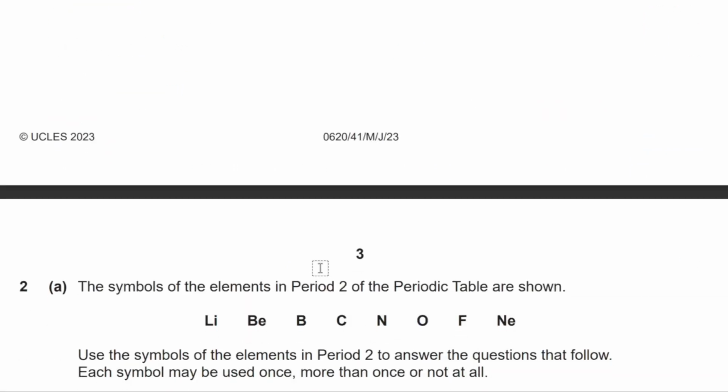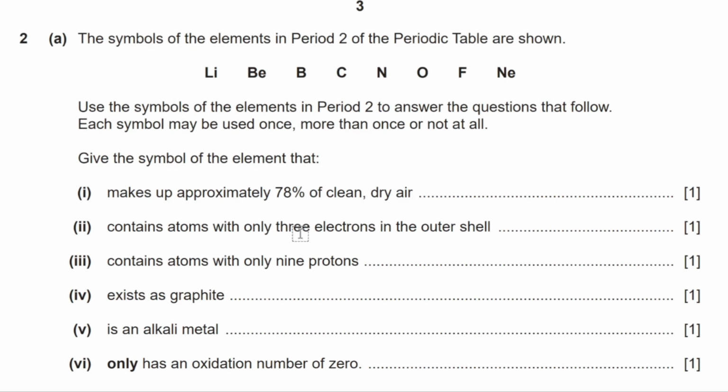Moving forward to question number 2, we have the symbols of the elements in period 2 of the periodic table are shown. Use the symbols of the elements in period 2 to answer the questions that follow. Each symbol may be used once, more than once, or not at all.